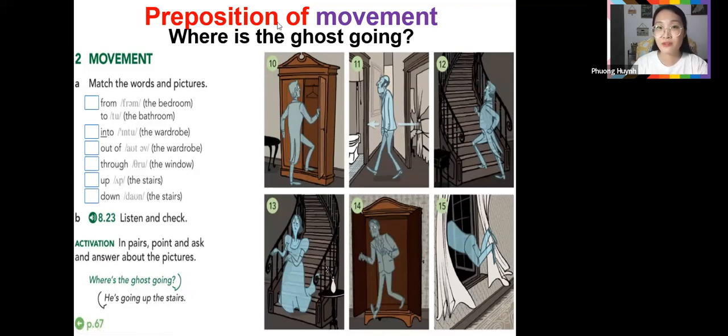Okay, so I give you a few more seconds. You take a look very quickly and then tell me the correct preposition for each photos. Bạn sẽ có vài phút bạn nhìn qua sơ lược mấy cái bức hình này, có 6 bức hình ha. Và bạn sẽ cho cô biết mỗi cái bức hình này mình dùng cái preposition nào, cái giới từ chỉ sự chuyển động ha.